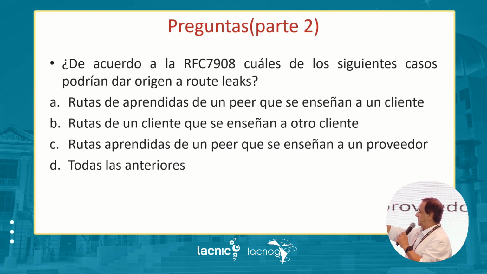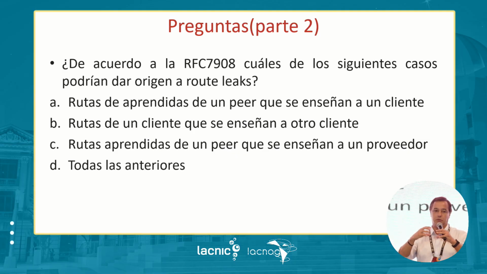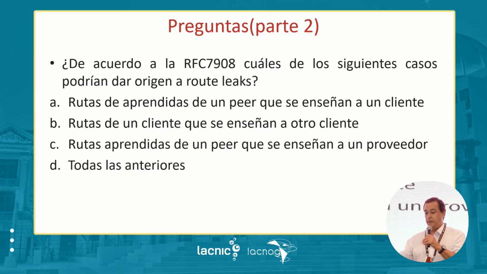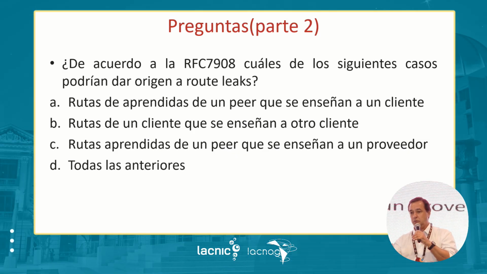Now, routes from a client that are shown to another client, well, that's okay as well. I have an organization where I have autonomous systems from a client, and I want them to know one another. I mean, these are our clients, so they need to know that client A can connect to client B. So I have to announce it.